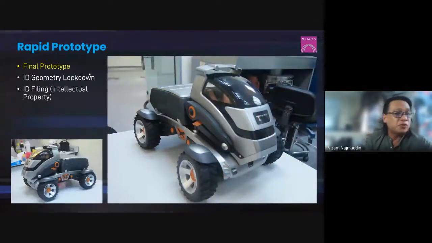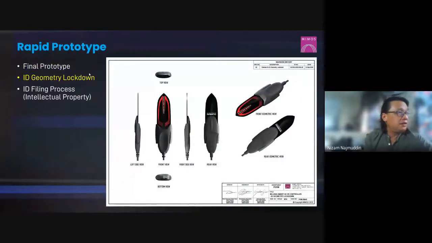Sometimes the prototype is a scale model, like this small one. This design is for an entering completion. And then after everything is confirmed, we come up with the ID geometric lockdown. Just now it was a concept lockdown with some minor changes. Now we come out with the final lockdown, so the final design will be like this. Usually we will include all the graphics for the design, and then we get the approval from the client.